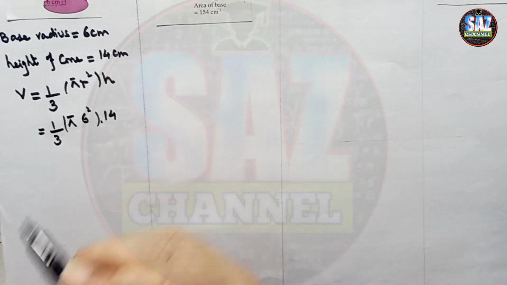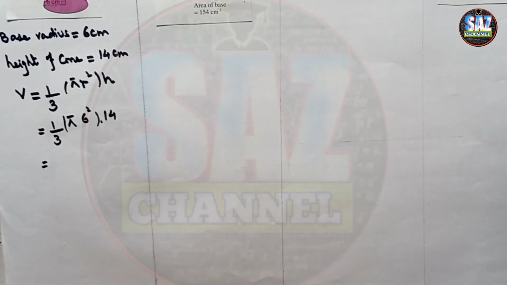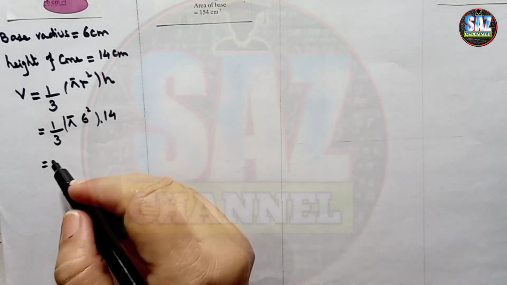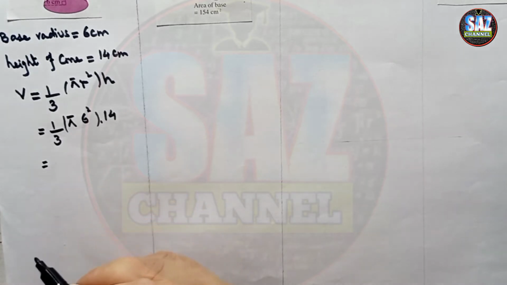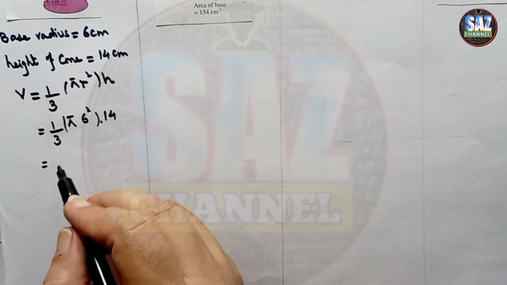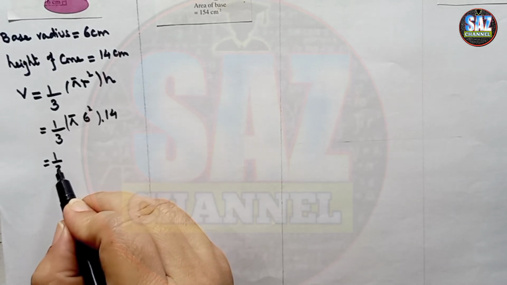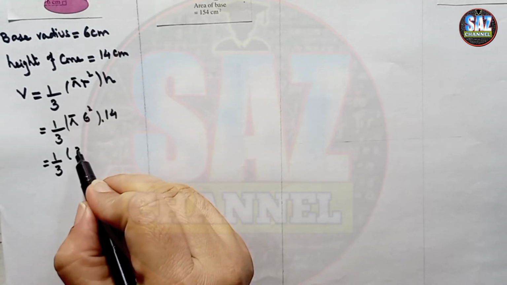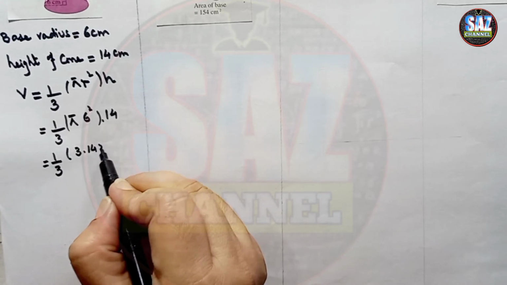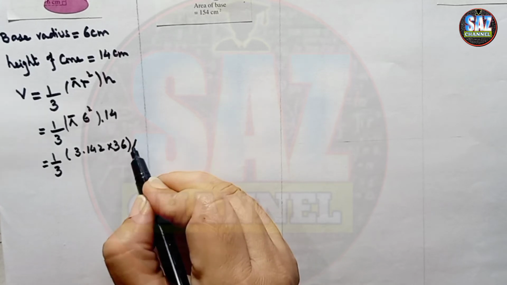Now one thing that we have to be really clear about, and I want to tell my students, is that if the value of pi is not given, then you should prefer to use 3.142, or if it is paper 1 where the calculator is not allowed, then you have to use 22 by 7. Otherwise you have to see what value is specified and given by the examiner. So value of pi is 3.142 and 6 square is 36 and multiplied by 14.